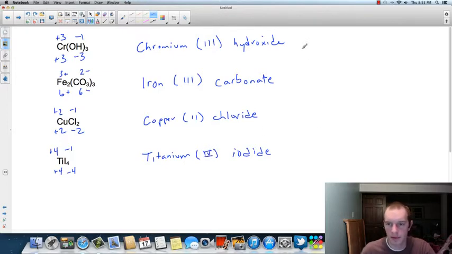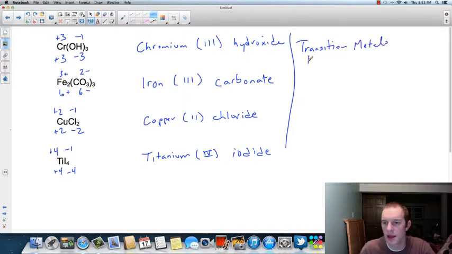Okay, so keep in mind the only time we're going to use Roman numerals is when we have transition metals. Transition metals have Roman numerals. And the key is that the Roman numeral is equal to its charge.